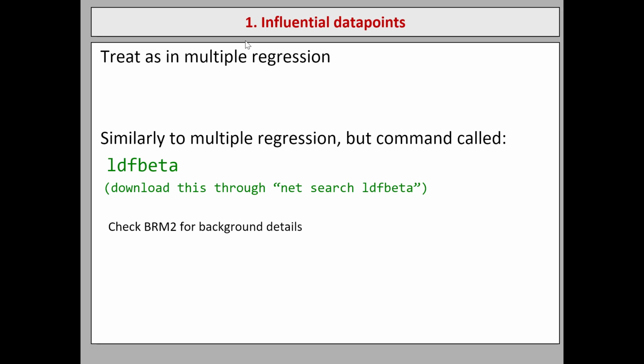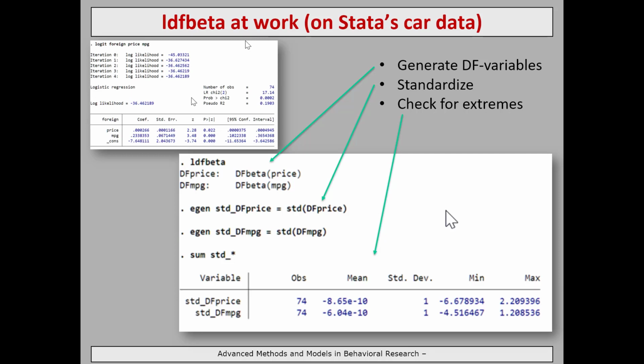And here you see this happening. The top left in the small window here, this is again using the standard auto data set from Stata: logit foreign price and miles per gallon. So the thing on the top left is simply a logistic regression table, nothing new. And now you get a couple of things. First, typing ldfbeta, as you see here. That gives you as many extra variables in your data set as you had predictors in your model. Here we had 2 predictors, price and miles per gallon, so we get 2 variables back: ldfbeta price and ldfbeta miles per gallon.